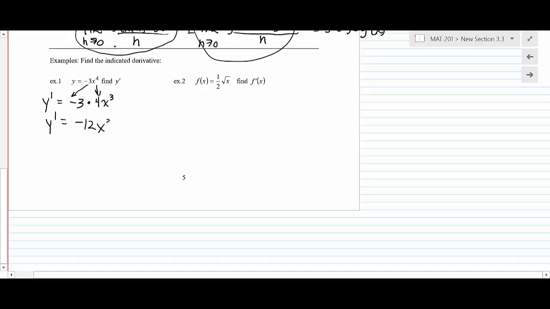Now see, I don't mind if you do that in your head. You're going to do that in your head from here on out. It's just when you bring that 4 down, all you're doing is multiplying it by the constant anyway. So just do it in your head. But that's what the constant rule is saying. Okay. Then the next one, we want to do this.